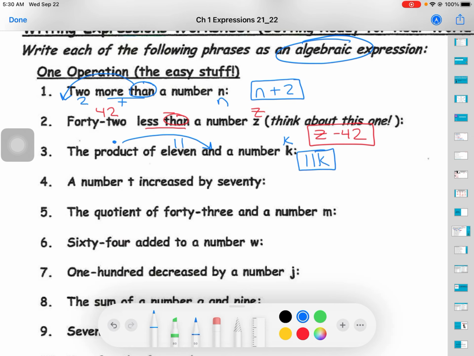All right, let's maybe just do a couple more on here. A number t, so here's our variable, increased by, so that means it went up 70. So my answer would be t plus 70. And notice I just put a little curve on my t to help us not mix it up with a plus sign.